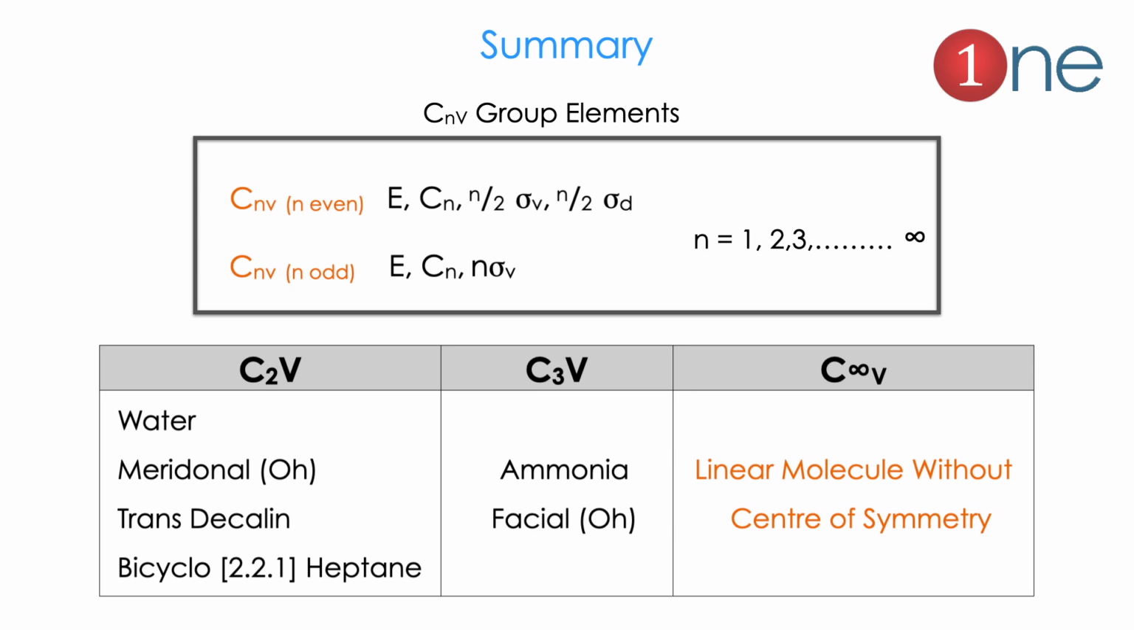Let us summarize what we have seen today. The group elements of Cnv are E, the principal axis, and sigma v planes. If n is even, you get the sigma d also. So n can be up to infinity. For C2v, the prominent examples are water, meridional in octahedral form, trans-decalin and bicycloheptane. For C3v, the common ones are ammonia and facial in octahedral form. C infinity v means a linear molecule without a center of symmetry, which is HI and HCN.